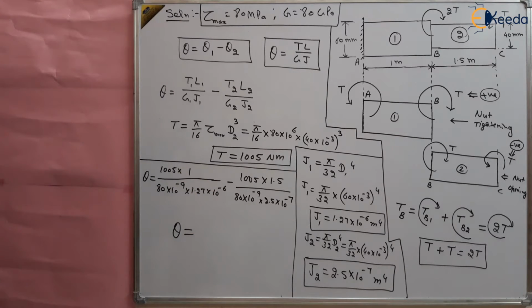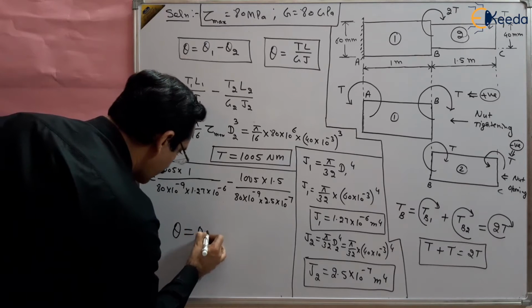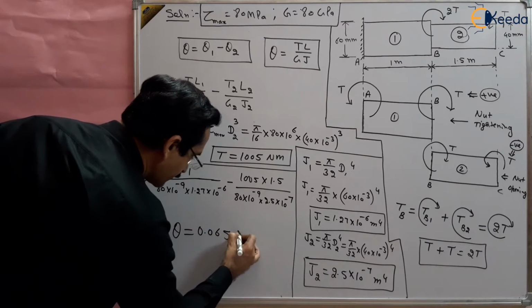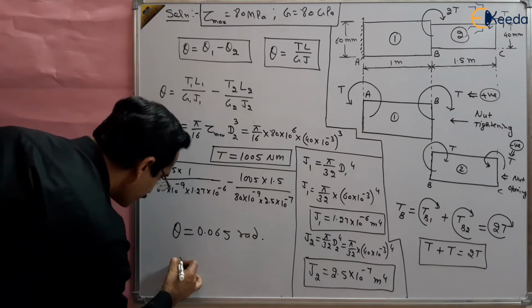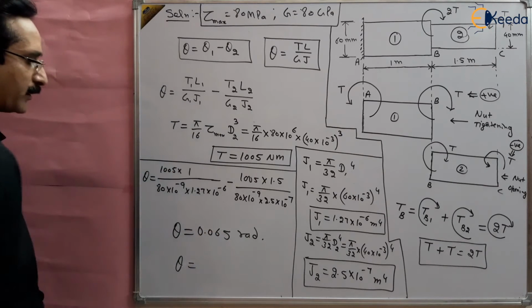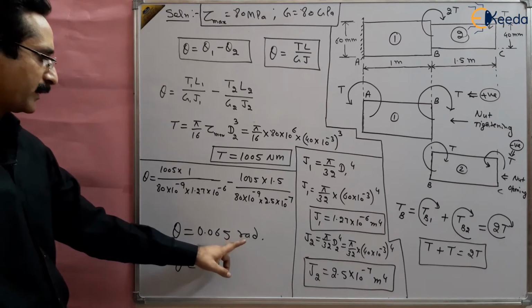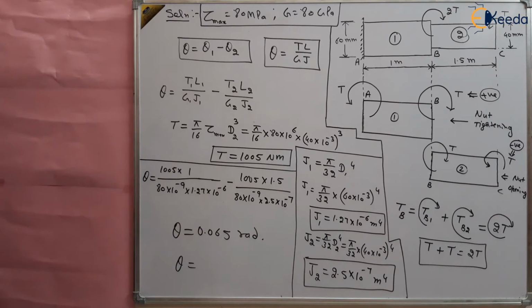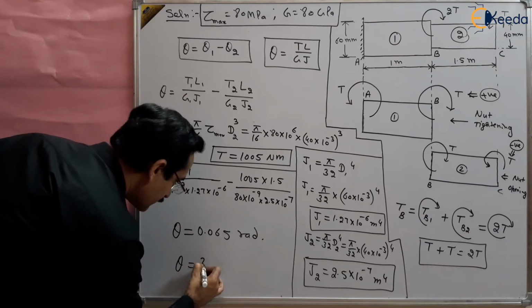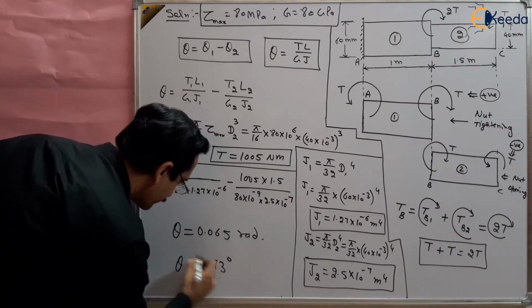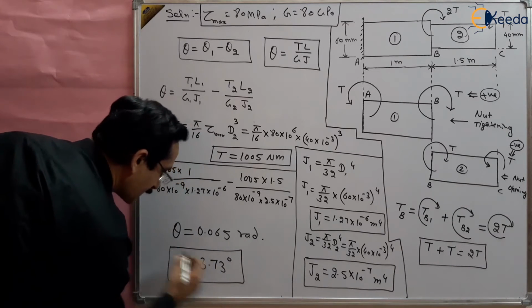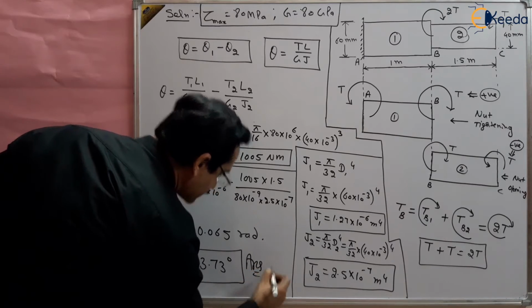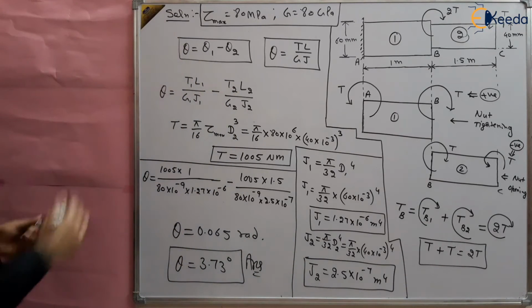So you will get the theta as 0.065 radian, or you will get in degrees. You can convert it into degrees, multiplied by 180 by pi, and you will get the answer. So what is the degrees? 3.73 degree. So this is the answer. This is the total angle of twist of this shaft, right?